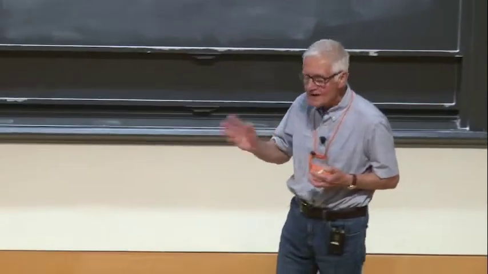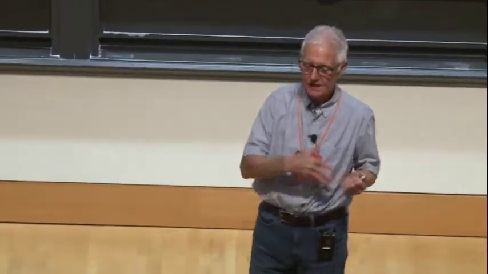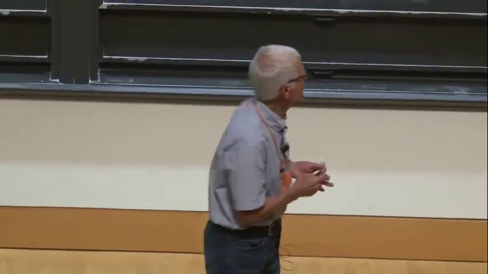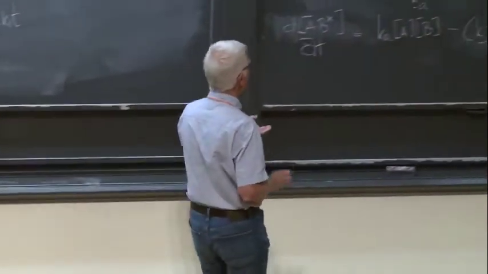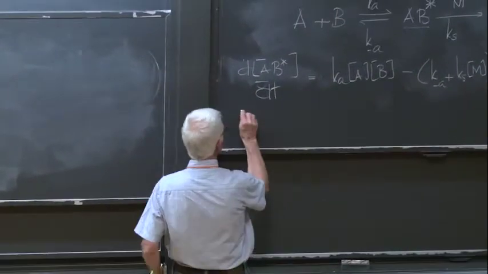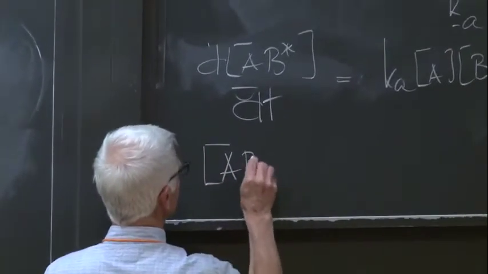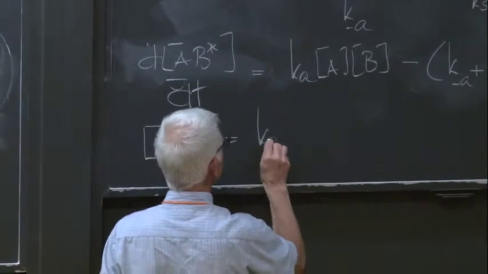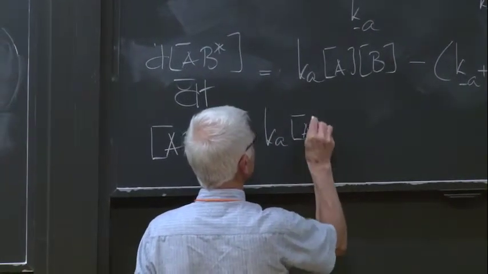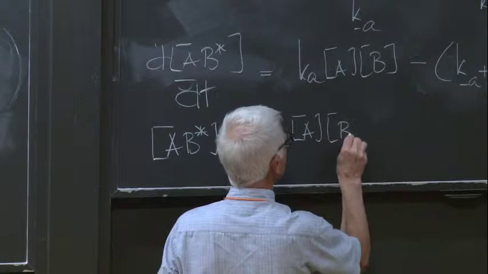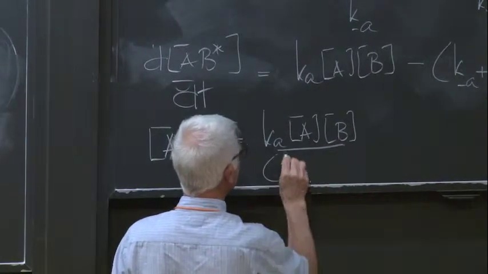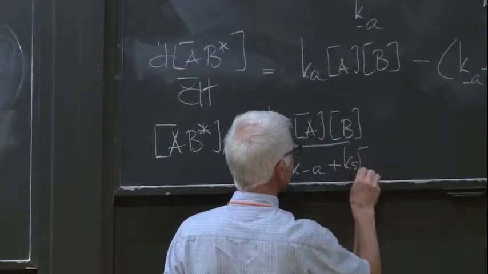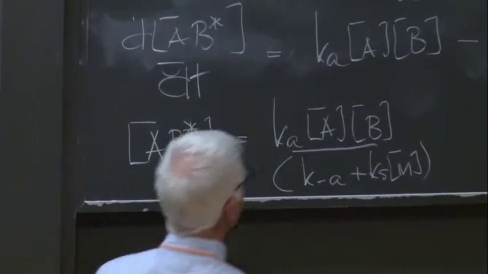And the great thing about that is it converts a differential equation into an algebraic equation. So it's very easy to solve. And from that, we find that the concentration of AB star is equal to Ka times A times B over K minus A plus Ks times M.